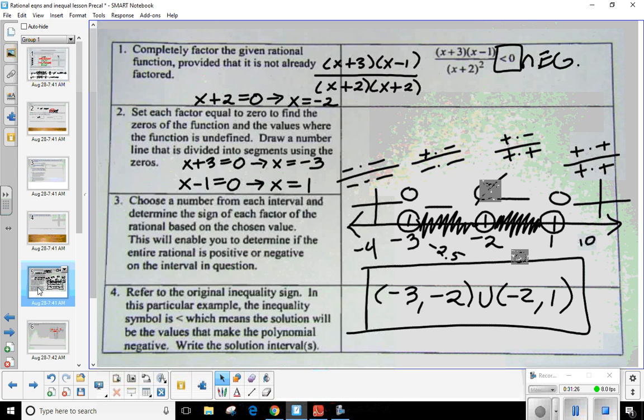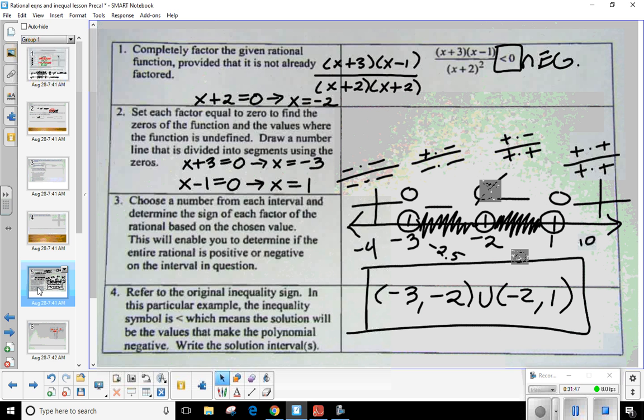Now, just like with domain and range, it's always a good idea, once you've written your answer, to see if you can do what? What do we always like to do in math? Simplify. We like to simplify. Now, unfortunately, this one can't be simplified. We have to leave them as it is. But sometimes it can be.